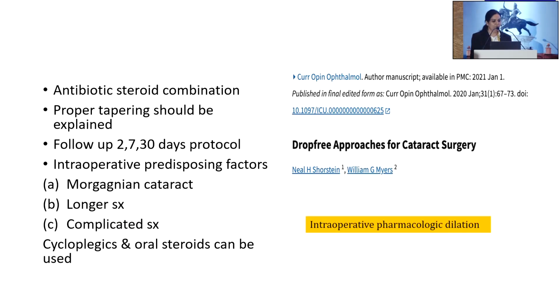We should use antibiotic-steroid combinations, and proper tapering should be advised. It is very important to follow up these patients with the 2, 7 and 30 days protocol, because we can pick up endophthalmitis early if we keep the follow-up at these days. And when the patient has a more hard cataract, longer or complicated surgery, cycloplegics and oral steroids can be used.